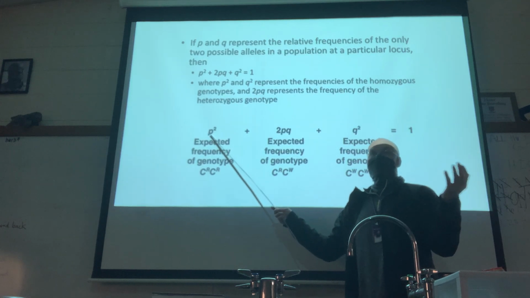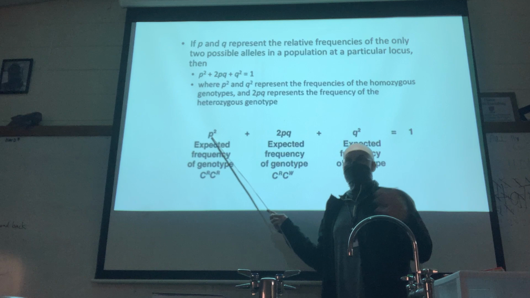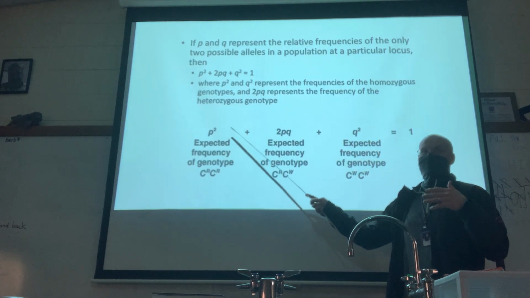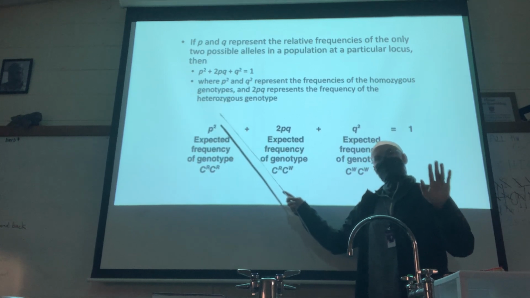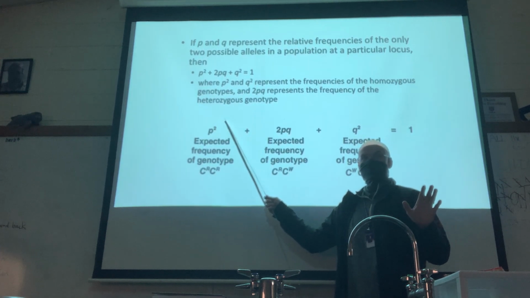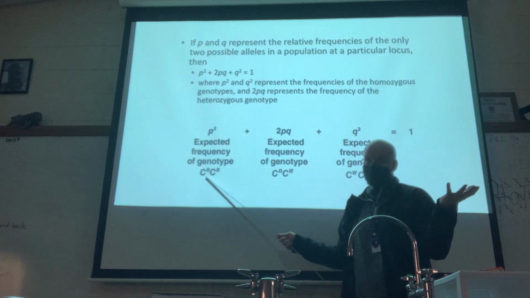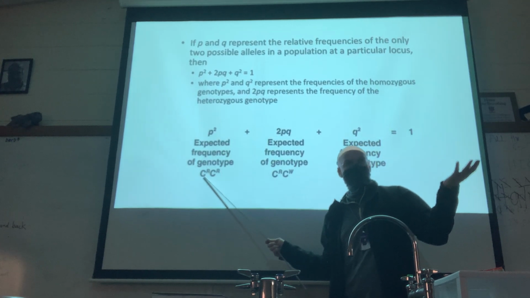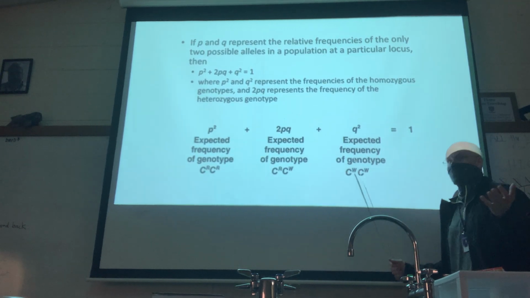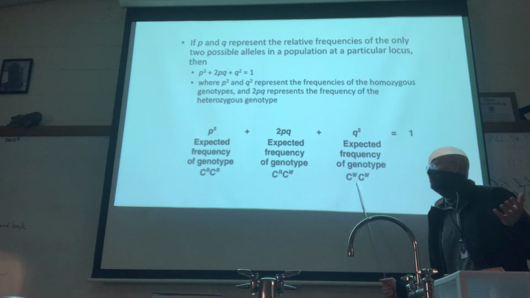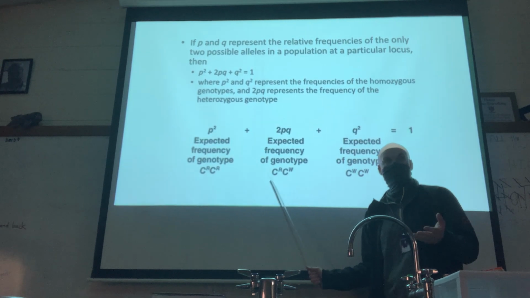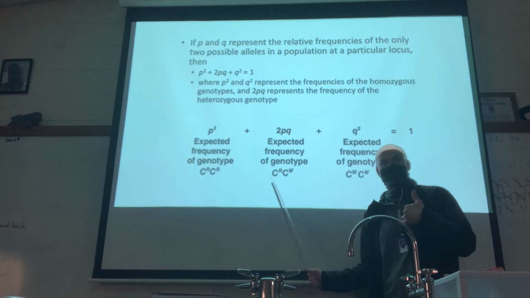These variables actually mean something. This isn't like a math class where it's just letters and numbers and you don't understand what it means. That was a joke. These letters mean something. P squared in this equation should represent the homozygous dominant. Q squared should represent the homozygous recessive. And the 2pq part should represent heterozygotes, one of each gene.